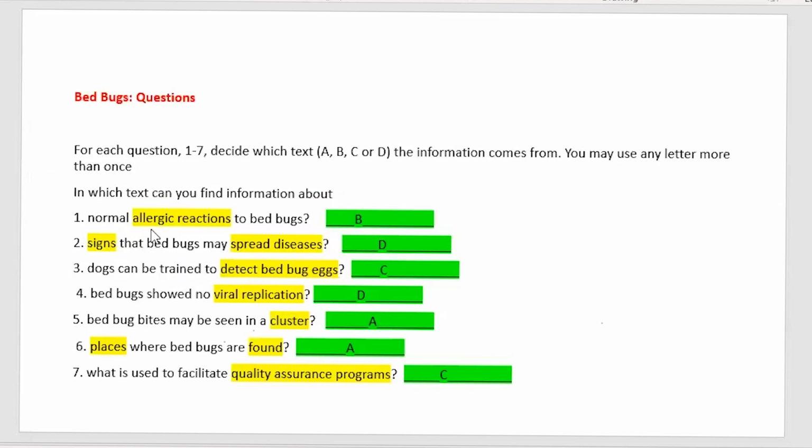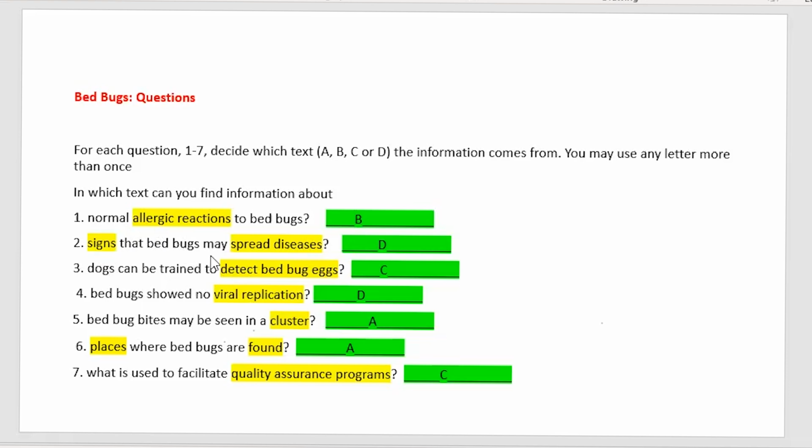Question number 1. Normal allergic reactions to bedbugs. Here the keywords taken are allergic reactions. Where can you find the answers? You can find the answer in text B. Here in the text, it is clearly mentioned common allergic reactions include the development of large wheals, often more than 1 to 2 centimeter, which are accompanied by itching and inflammation. So where are these allergic reactions mentioned? It is mentioned in text B. The keyword taken in question number 1 are allergic reactions. Next, question number 2.